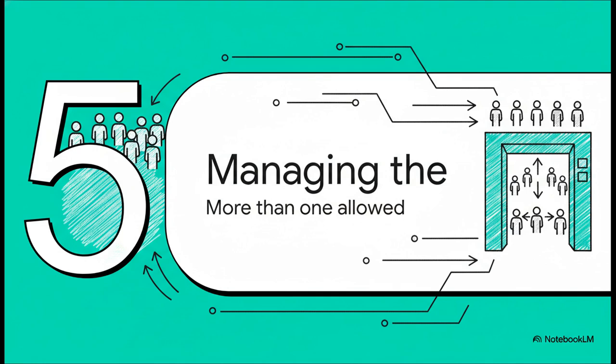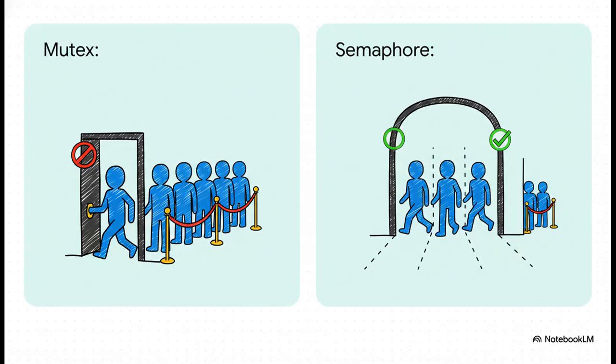But what if one at a time is just too restrictive? What if you need to manage a small crowd, not just a single person? Well, that brings us to our next tool for the job. And this is where something called a semaphore comes in. The comparison is actually pretty simple. A mutex is strictly one at a time, no exceptions. A semaphore, on the other hand, is for a few at a time. It lets a specific number of tasks access a resource all at once.